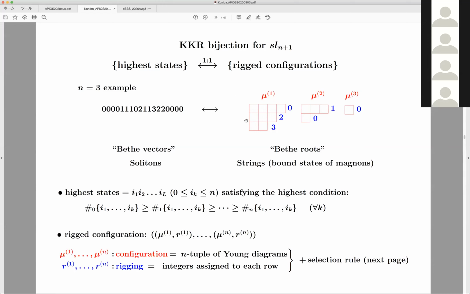But the rigged configuration plays an important role, so let me explain in a bit more detail. It consists of 2 data, the red one and the blue one. The red one is the n Young diagrams. This is a list of the lengths of the strings in the Bethe equations. And rigging is a number attached to each row of them. The totality of this data is called a rigged configuration, but they must obey a certain selection rule.